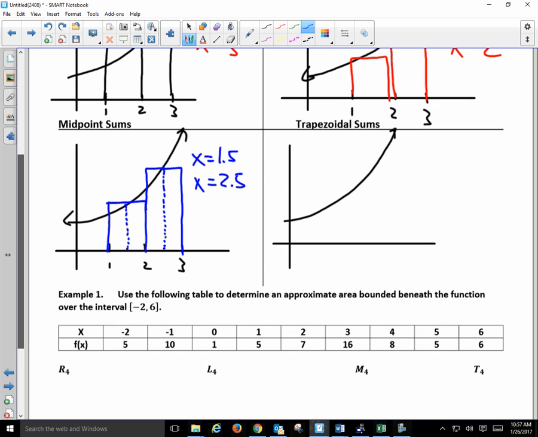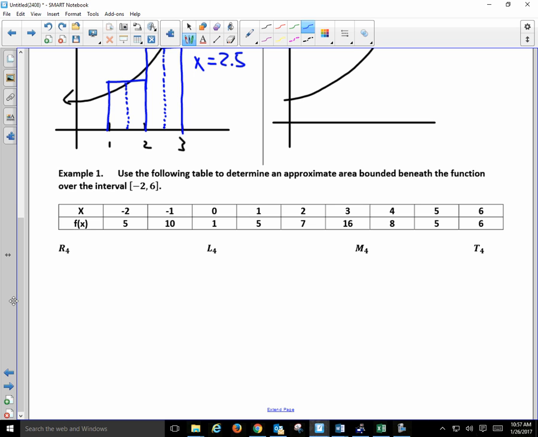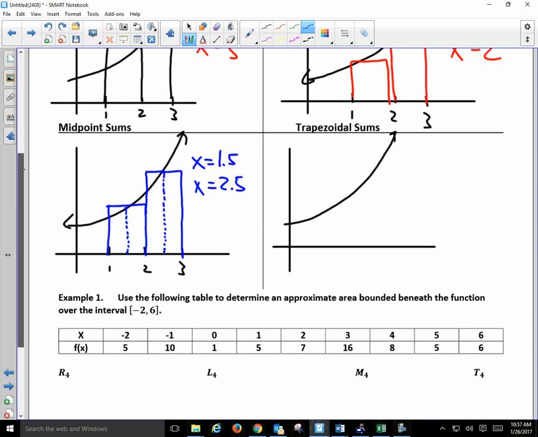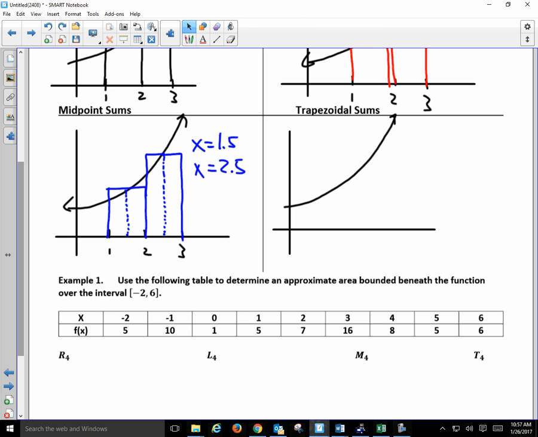So, right here, we will do the right hand, left hand, midpoint, and trapezoidal sum given a table. We'll do one given a graph. We'll do one given an equation. And then the last one right here, trapezoidal sum. This is my favorite.